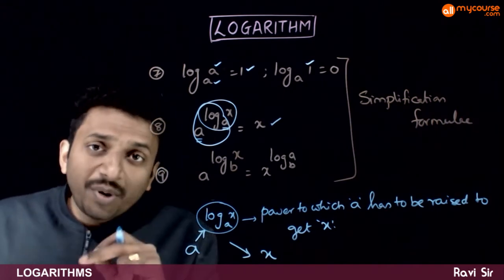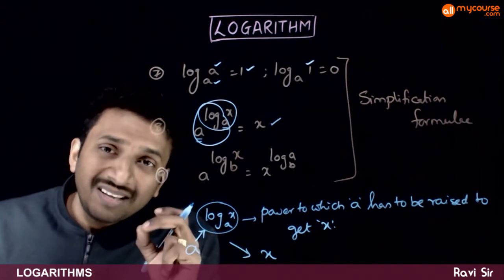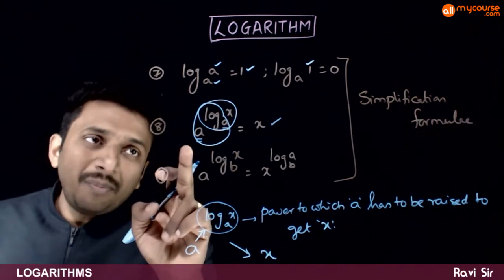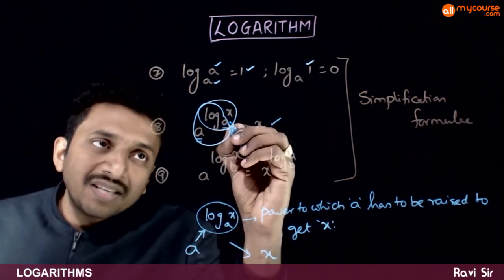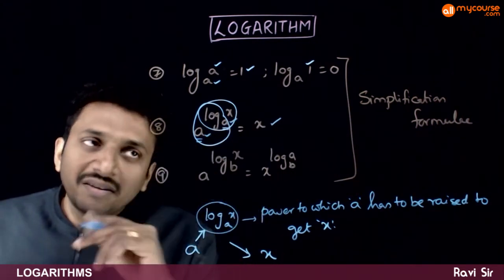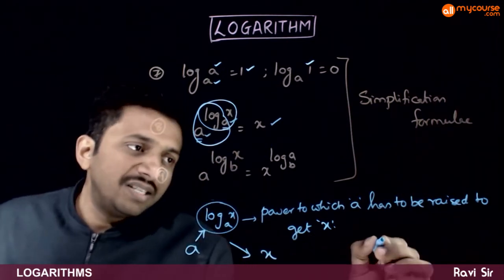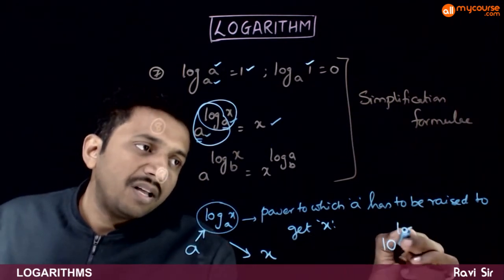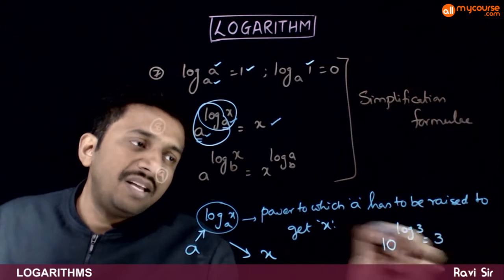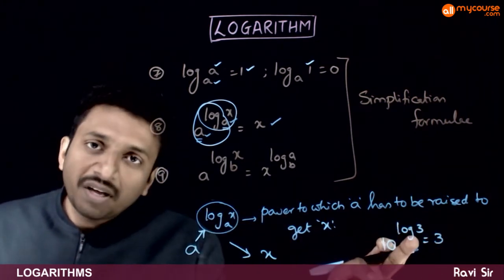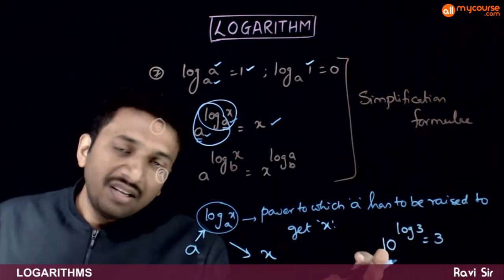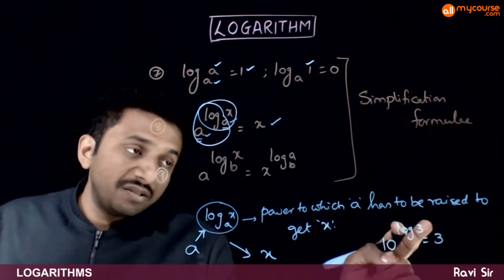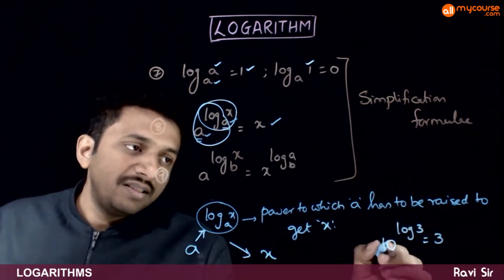This is a very important property and will be useful in drastic simplification. A power log x to the same base A, if you have the same base here and here, you get x as the answer. That is, if you have 10 power log 3, this is nothing but 3 because this is a common logarithm. The default base is 10, so everything will get cancelled out. You get 3 as the answer.